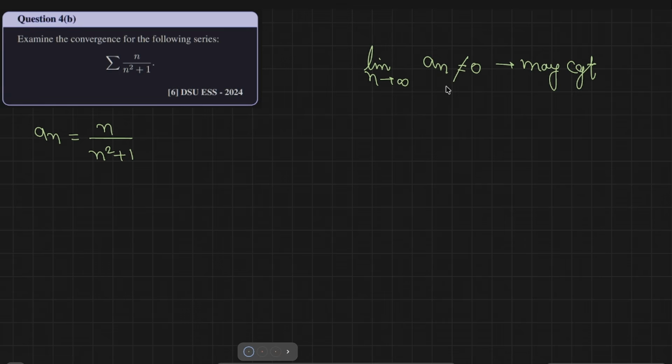If it is not equal to 0, you can directly say it is not convergent. So I can write it like this. There are two cases. If the limit as n tends to infinity of an is going to be 0, then it may be convergent.